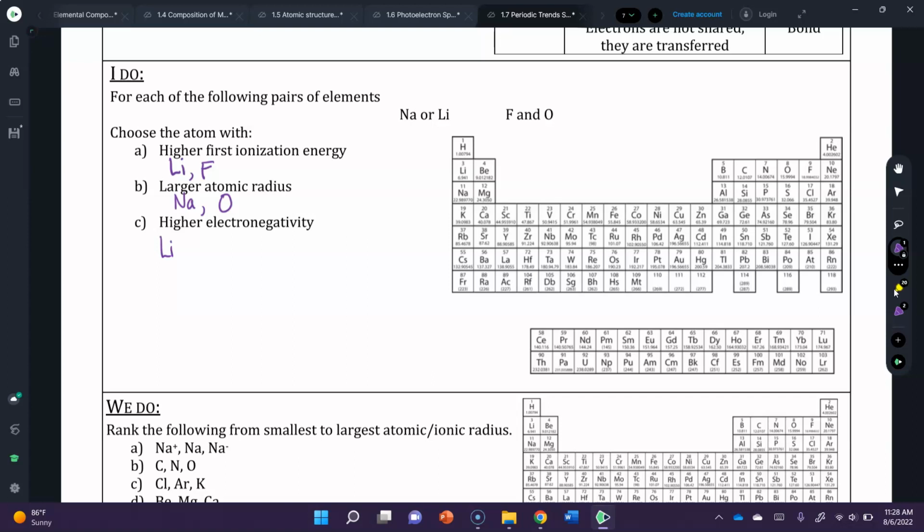Okay, next is fluorine and oxygen. It will be fluorine because fluorine has a higher effective nuclear charge, so it is better able to pull in those electrons to itself, thus having a higher electronegativity because of greater effective nuclear charge.